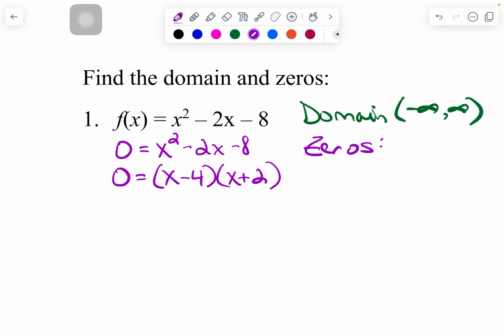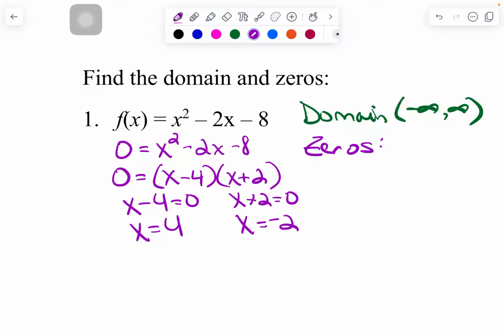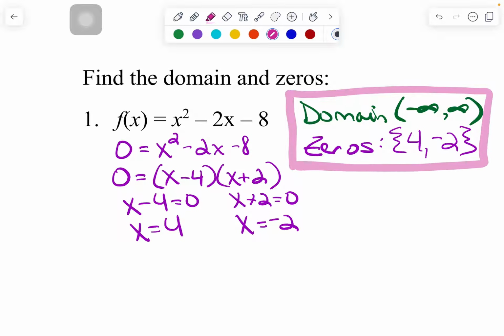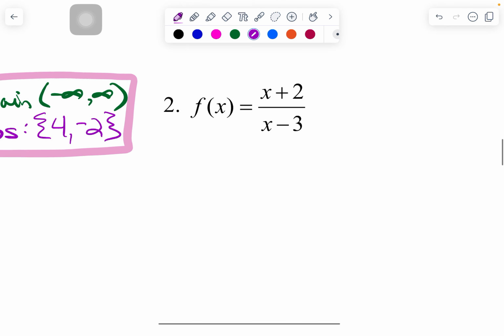Then to actually find the zeros, we take each of our factors and set them equal to 0. We're going to have 2 zeros here because we have 2 factors. So x is equal to 4 and x is equal to negative 2. Our zeros are 4 and negative 2. Those are the answers for question number 1. We found the domain, which is everything, and we found the zeros, the values of x that make the function equal to 0, which are 4 and negative 2. All right, sliding right along to problem number 2.